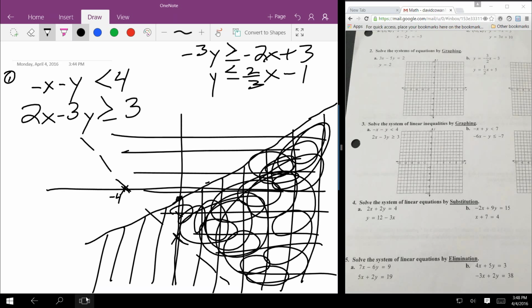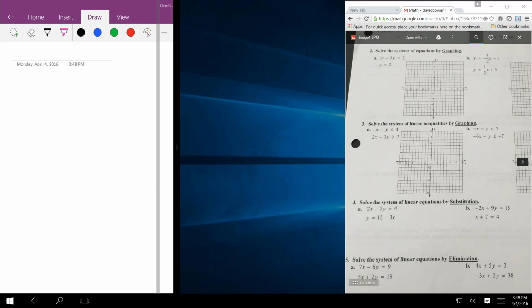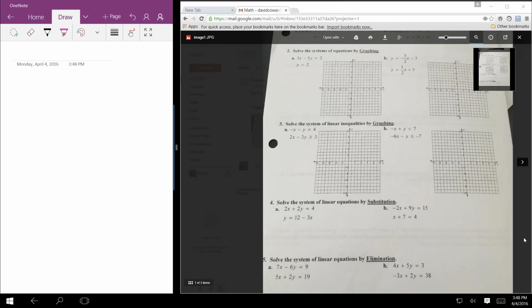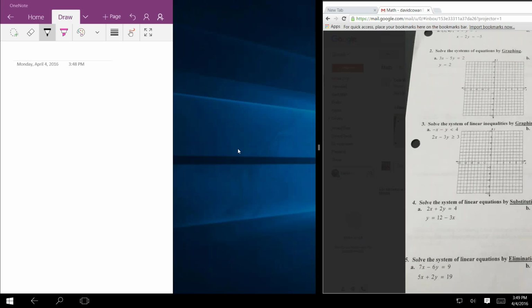Okay? All right. It's actually a really good problem, because it illustrates quite a few things. It illustrates that when we're graphing inequalities, we really need them to be in y equals mx plus b to figure out which side of the line to graph on. Okay, let's not do b, just because it's very similar. Let's jump to 4a.